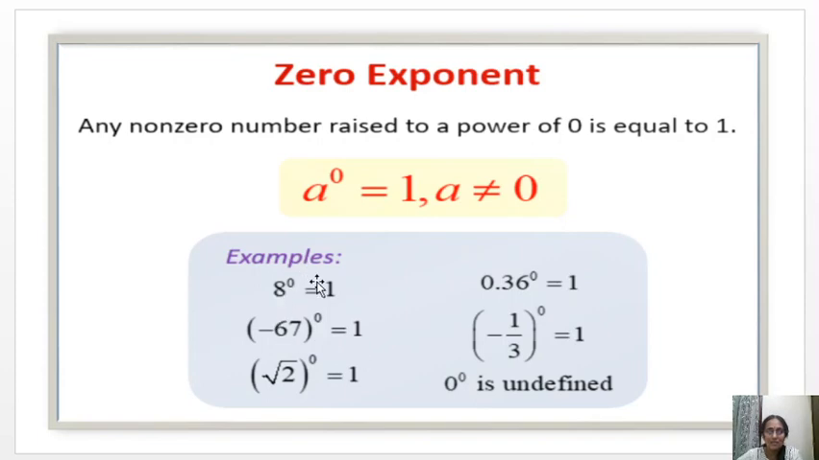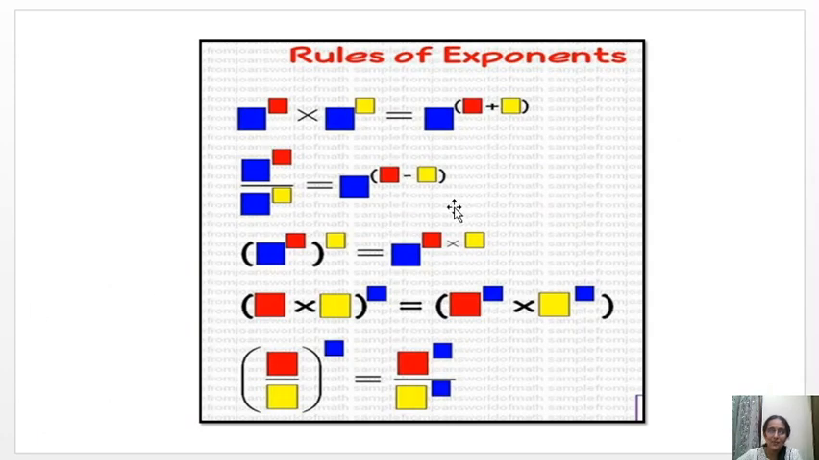So examples: 8 power 0 equals 1, minus 67 power 0 is also 1, root 2 power 0 is also 1, a decimal number power 0 is also 1, and if it is (minus 1 by 3) power 0, also 1. It is a beautiful visualization picture for all the laws of exponents. Pause this video, go through the picture and each visualization, and write the laws of exponents yourself. Try to draw this visualization picture in your book.